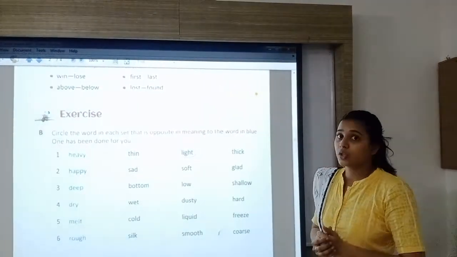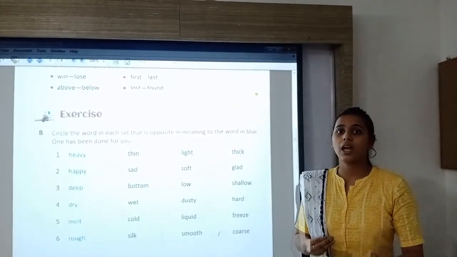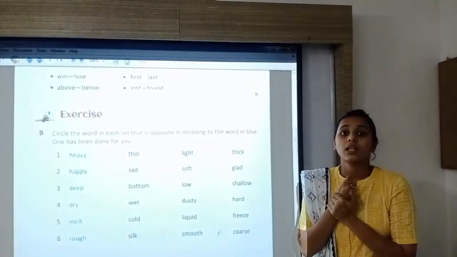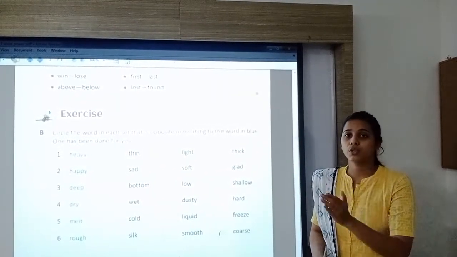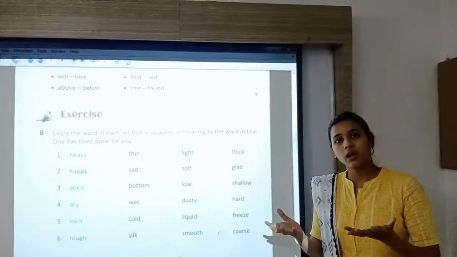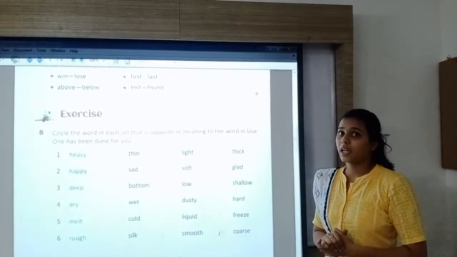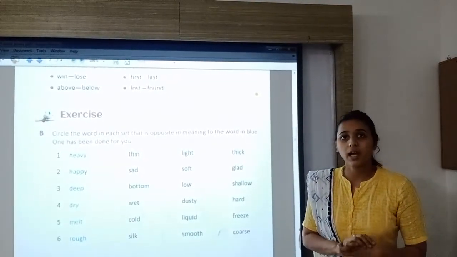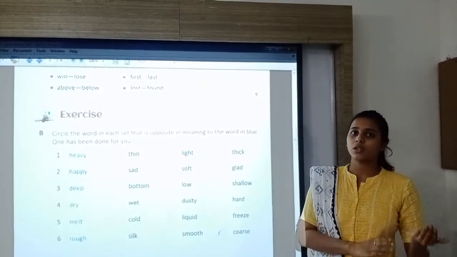Next is dry. Dry means the thing which does not have moisture. So that is called dry. Now the thing which has moisture will be called wet. That means भीगा या गीला. Dry मतलब सूखा. So dry does not have moisture and wet does have moisture. So wet is the opposite of dry.